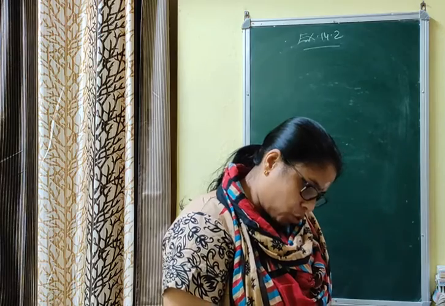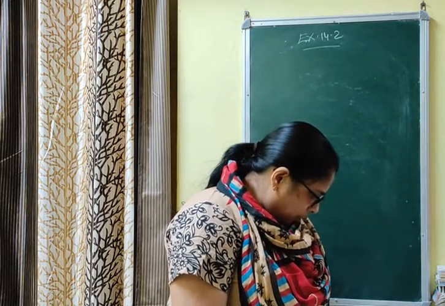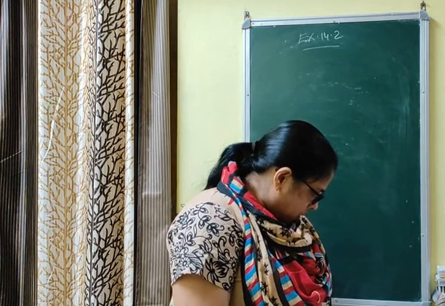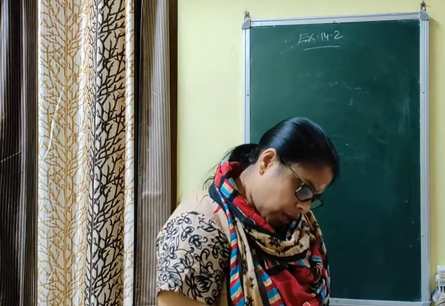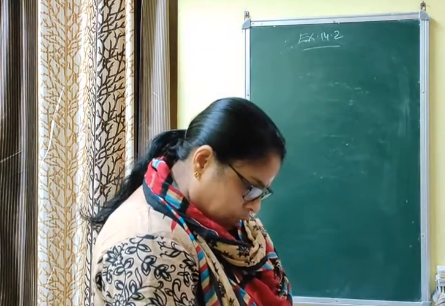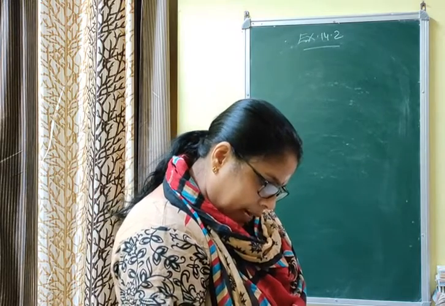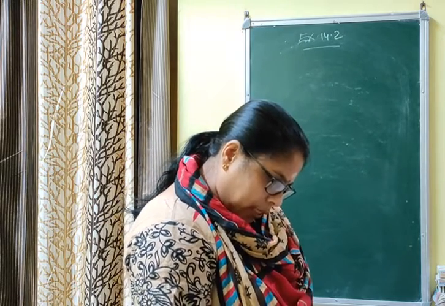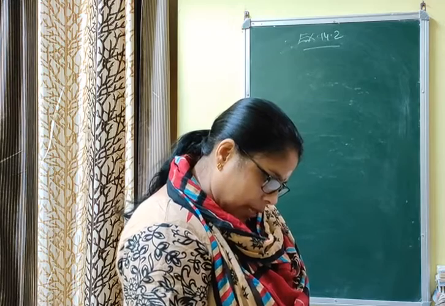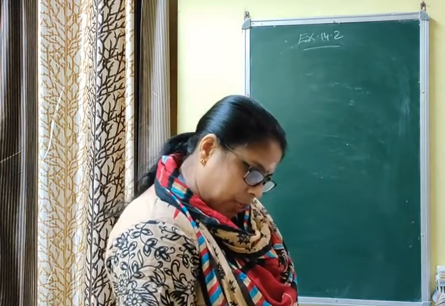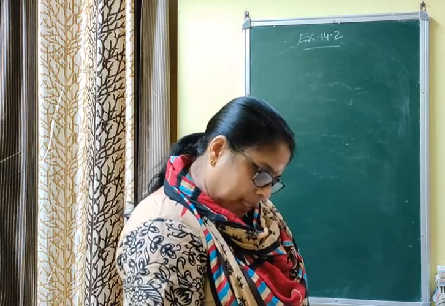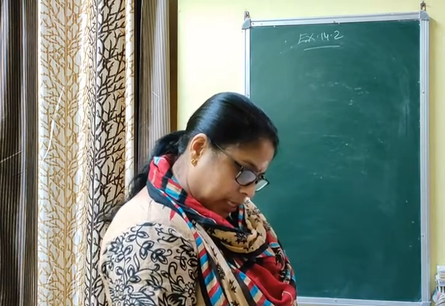Exercise 14.2. I am reading the question. The following table shows the ages of the patients admitted in a hospital during a year. Age in years and number of patients are given. Find the mode and mean of the data given above. Compare and interpret the two measures of central tendency.